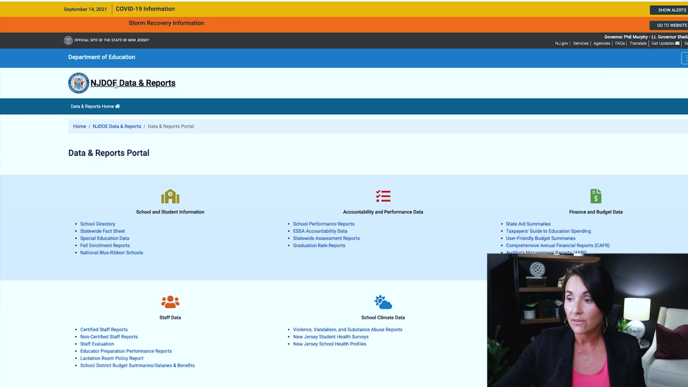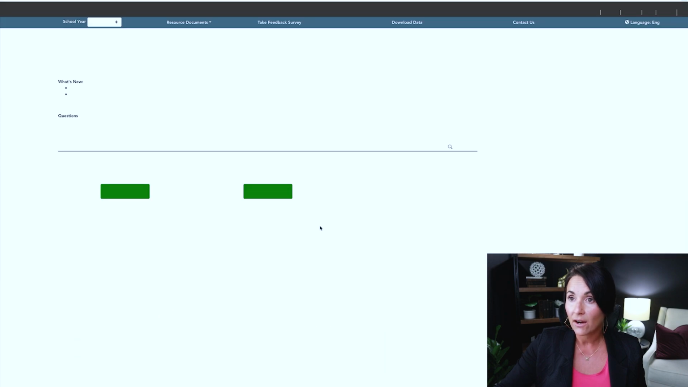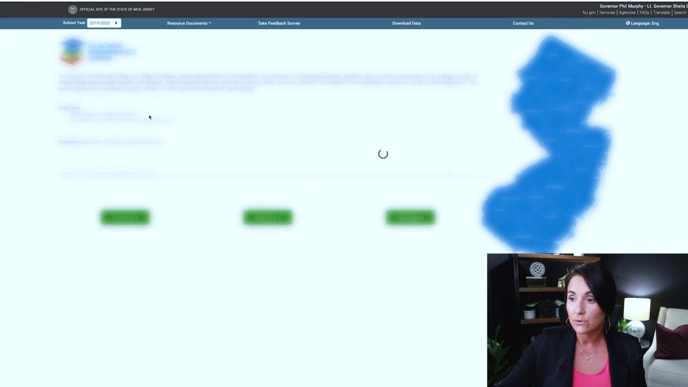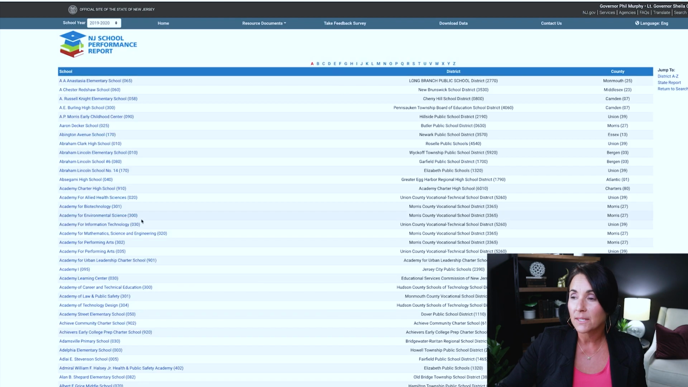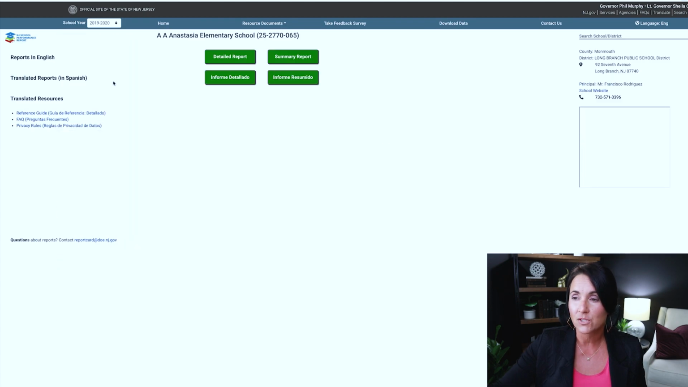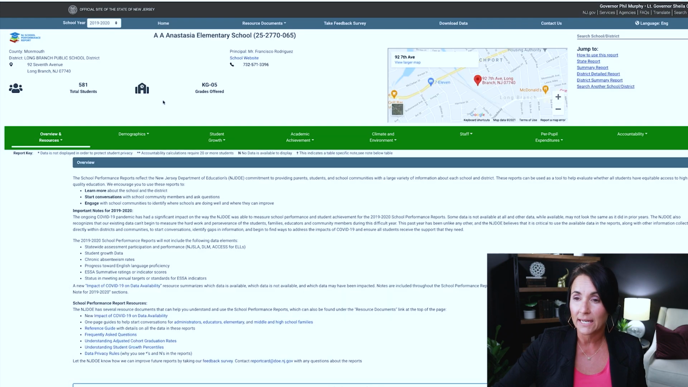And so you can see here that this is school performance reports. You click there and it will allow you to choose by district, by schools. You can see here are all the districts. This one's kind of good. I like this one. Let's just say we're going with schools, and I'm just going to go with this first school, and I'm going with a detailed report here.